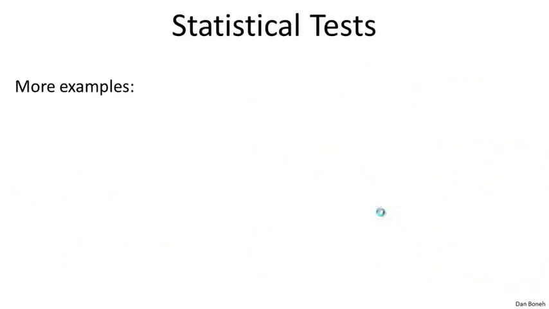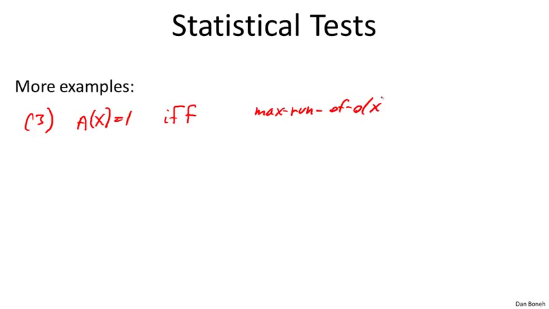Let's look at one more example of a statistical test, just to show you that statistical tests can pretty much do whatever they want. So here's a third example. Let's say that the statistical test outputs 1 if and only if the biggest block, so we'll call this the maximum run of 0 inside of the string x, is small. This is basically the longest sequence of zeros inside of the string x.